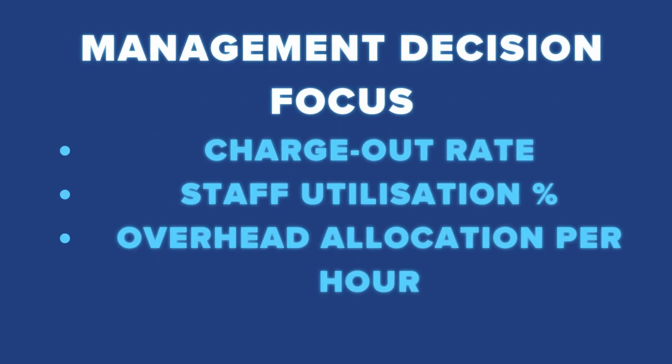Then we have a section for management decision focus. So at the end of this financial structure, we decide. And when we decide, we look at things like charge out rates, staff utilization percentage, and overhead allocation per hour as well. So if you don't measure utilization, you don't control the profit.